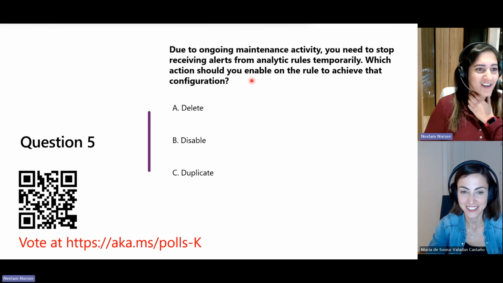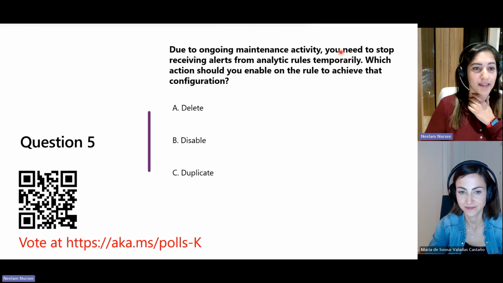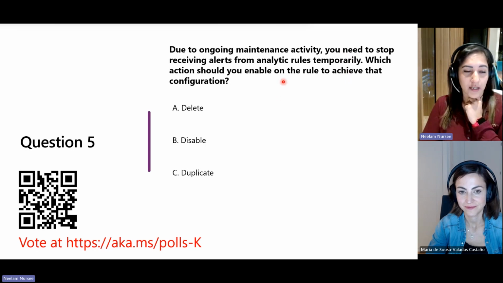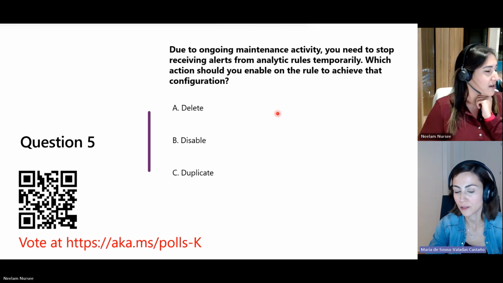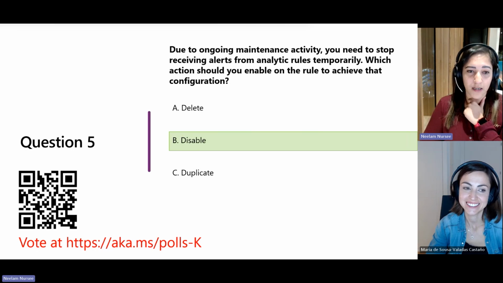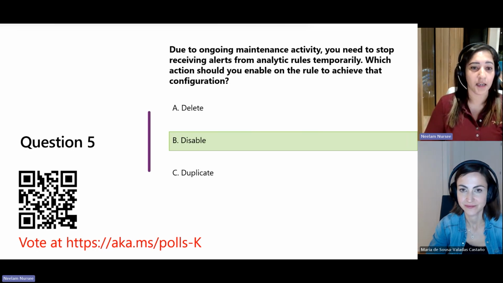Again, we are doing maintenance activity. We need to stop receiving alerts from analytics rules temporarily. So the keyword here is temporarily. Which action should you enable on the rule to achieve that? What do you think? Everyone's voting the right one. Let's show it then. It's actually disable. Disabled rules retain all the configuration and will temporarily stop creating the alerts from the configured detections while the rule is disabled. Okay.